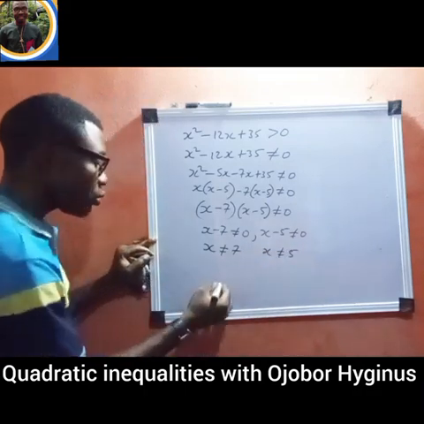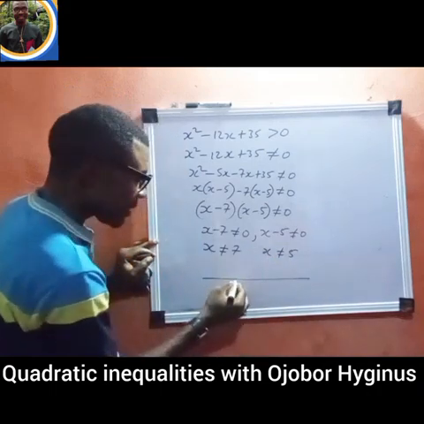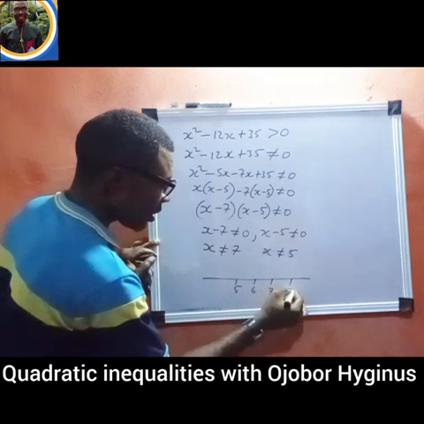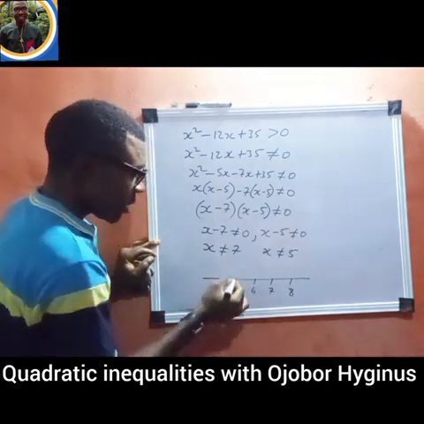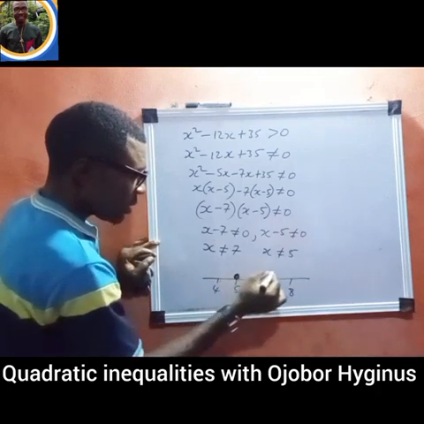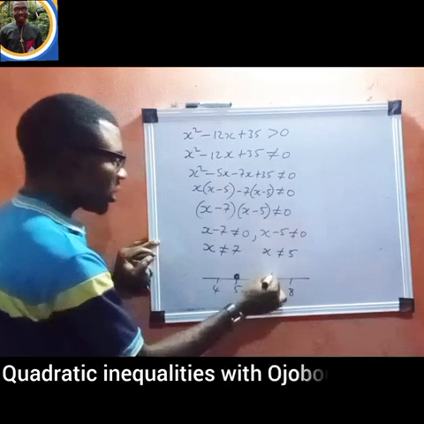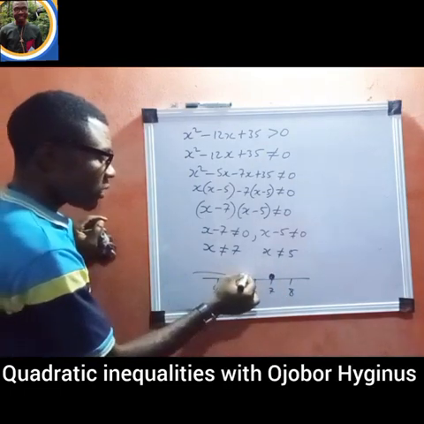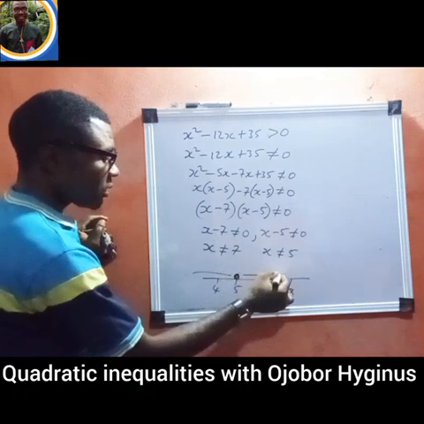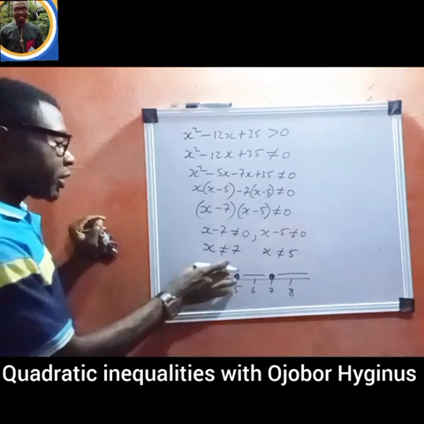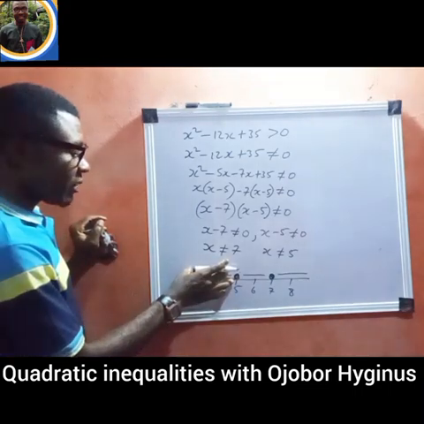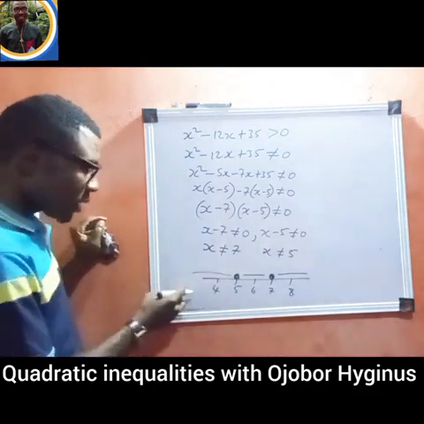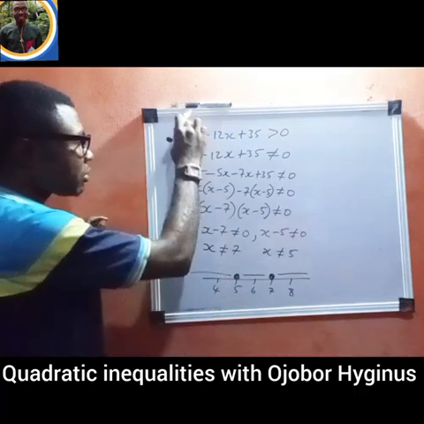So what is x? Go to a number line, identify 7. You have 5, 6, 7, 8, 4. This is 5, this is 7. Okay, now we have three regions: the region less than 5, the region greater than 5 but less than 7, and the region greater than 7. So we'll check this region to know if it satisfies this inequality. Pick any number within this region that is less than 5. Sorry, if I pick 4, I substitute 4 here.